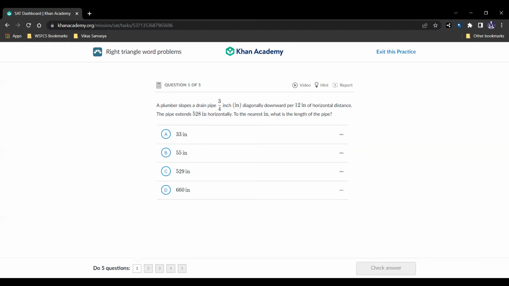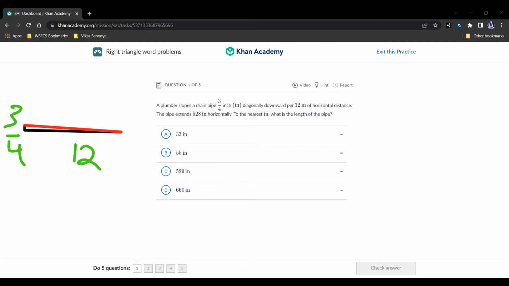Let's see. So essentially, it slopes 3/4 of an inch down for every 12 inches outward. And the length of the pipe is this much. So we see a right triangle here, which we probably should have expected, given that this is a right triangle word problems after all. But we have 3/4 of an inch here. We have 12 inches here.